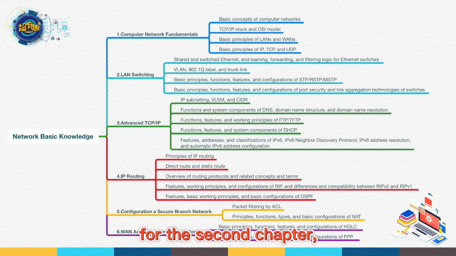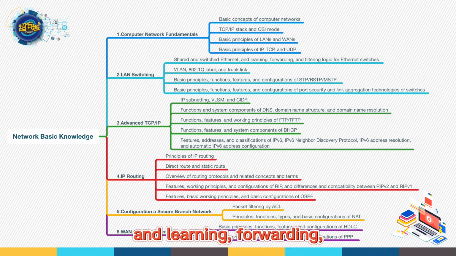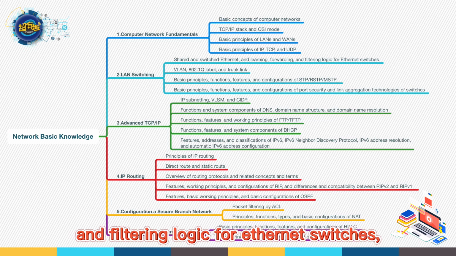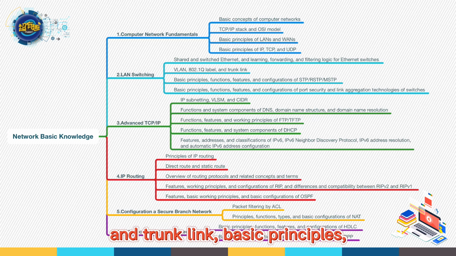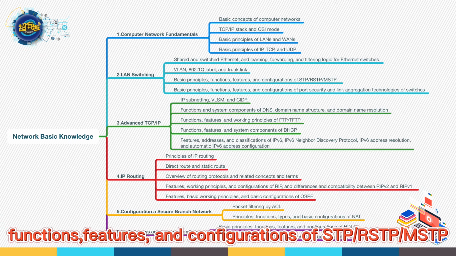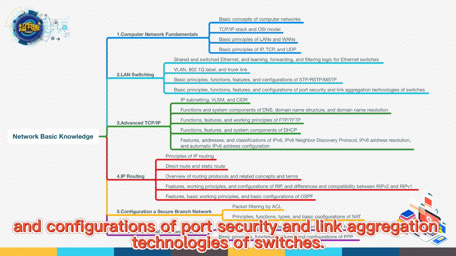For the second chapter, we can learn knowledge such as shared and switched Ethernet, learning, forwarding and filtering logic for Ethernet switches, VLAN, 802.1Q labels, and trunk links, basic principles, functions, features, and configurations of STP, RSTP, and MSTP, basic principles, functions, features, and configurations of port security, and integration technologies of switches.